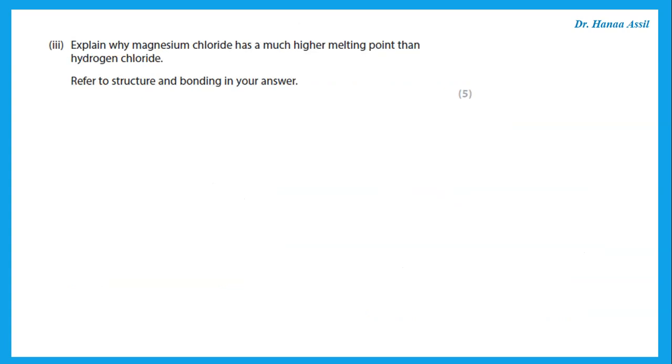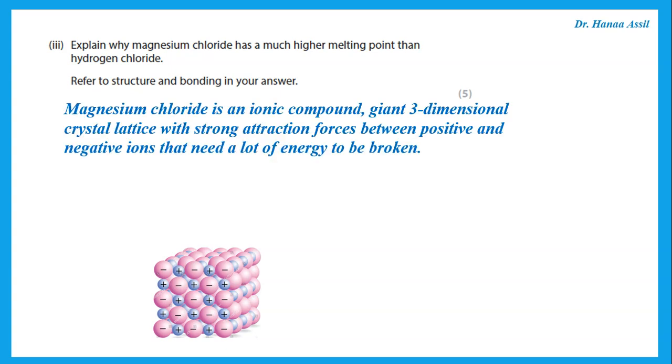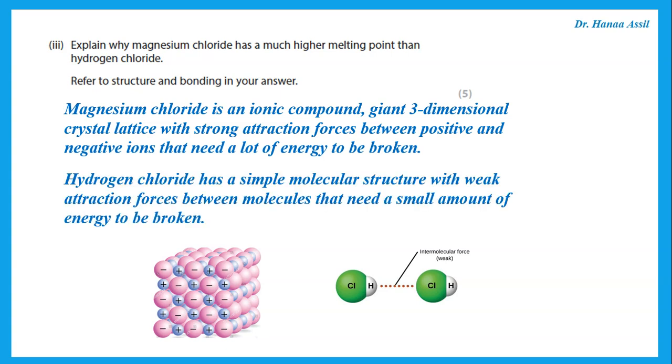Explain why magnesium chloride has a much higher melting point than hydrogen chloride. Again, magnesium chloride is ionic. That means it has a giant 3-dimensional crystal lattice with strong attraction forces between positive and negative ions that need a lot of energy to be broken. Anything else that has a low melting point, such as HCl, this is because of a simple molecular structure with weak attraction forces between molecules that need a small amount of energy to be broken.